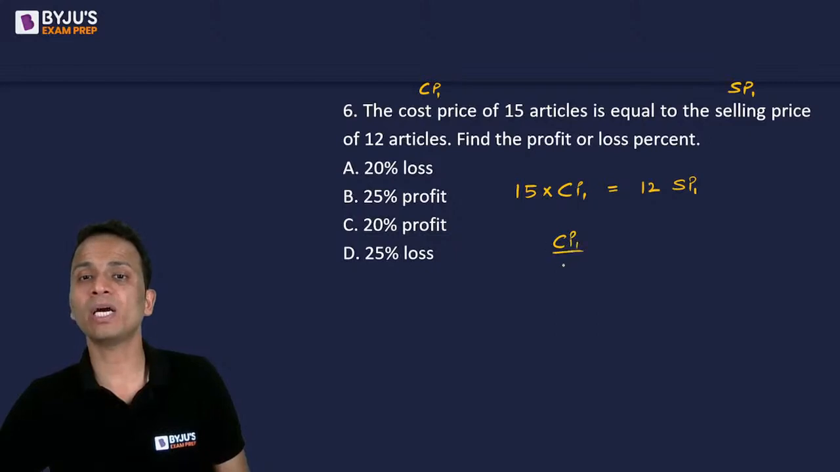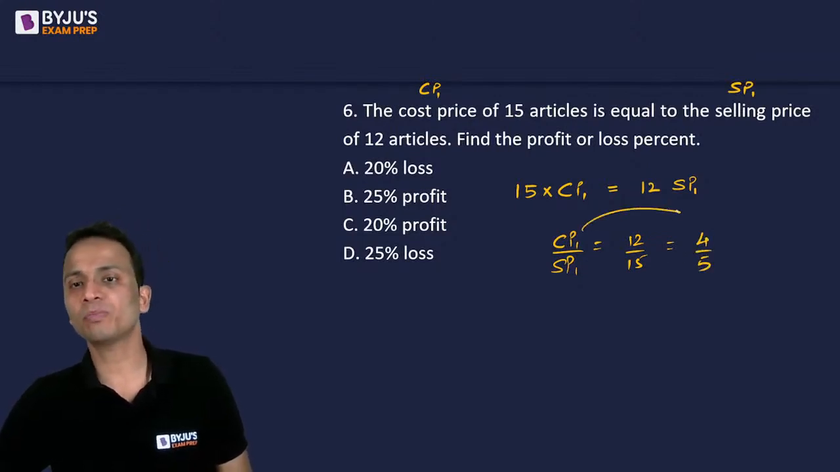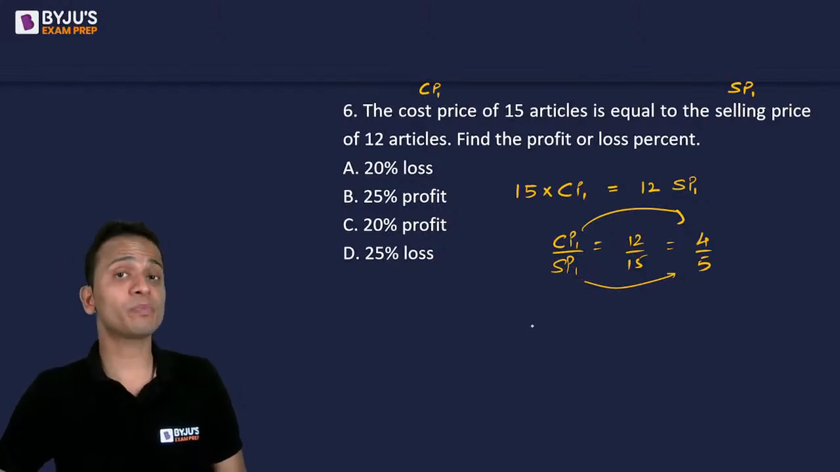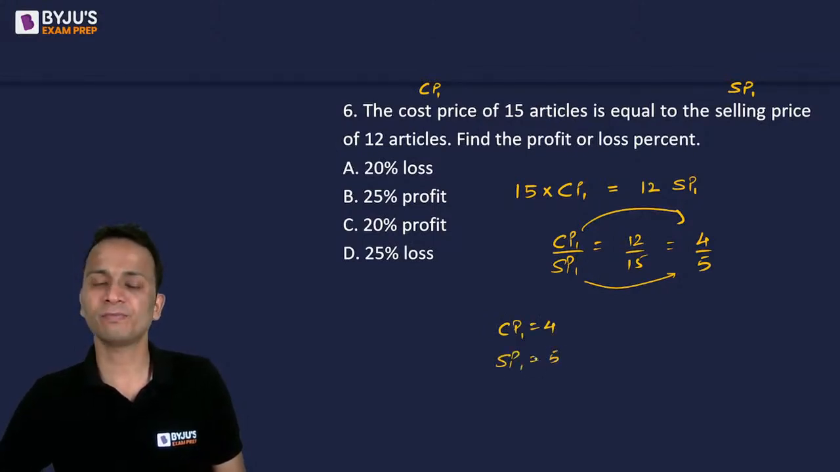So CP1 upon SP1 will be equal to 12 upon 15, that is equal to 4 upon 5. ठीक है, तो अगर कॉस्ट प्राइस 4 है तो सेलिंग प्राइस कितना हो जाएगा, 5. लिख देता हूं मैं, कॉस्ट प्राइस इफ इट इज 4, so selling price will be equal to 5 and hence there will be a profit of 1.